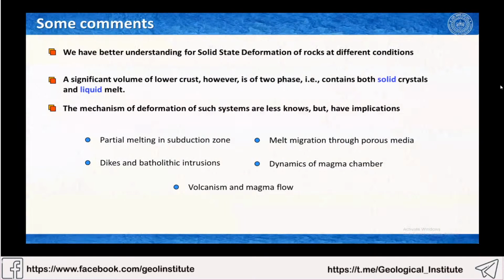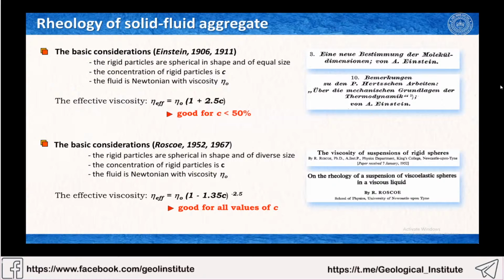We'll come back to this, but if we look at the deformation of solid and liquid together, it gives you a wide range of solutions for different features that we see in the earth. It could be the partial melting in the subduction zone that we will be talking about, then melt migration through porous media, the viscosity and rheology of the melt as well, then dike and batholithic intrusions in the continental crust, the dynamics of the magma chamber, and overall the volcanism and magma flow. So this research has a series of implications. But when we talk about solid and liquid melt and how the strength of this rock changes, we have some classic equations. There are some complex equations, but I'm not going into that part. The fundamental equation comes from Einstein in 1906 and 1911, where he considered some rigid particles.